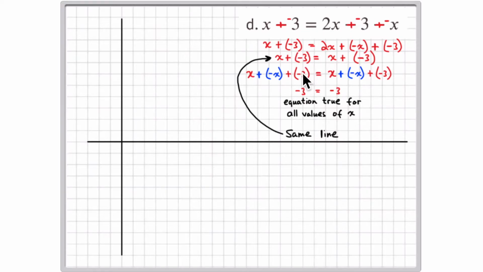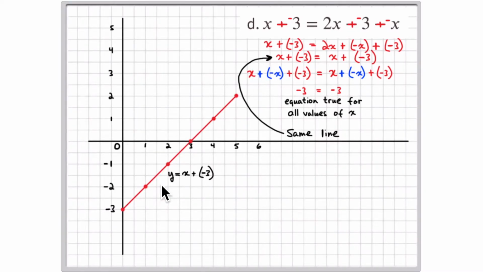So work through, solve for x, you end up getting rid of the x's, and you end up with negative 3 equals negative 3. So the equation is true for all values of x because it is the same line. It's this line right here. Y is equal to x, so y has a slope of 1. So you go over 1 unit, up 1 unit, over 1 unit, up 1 unit. And this crosses the y-axis at negative 3, so right here. So it is the same line.